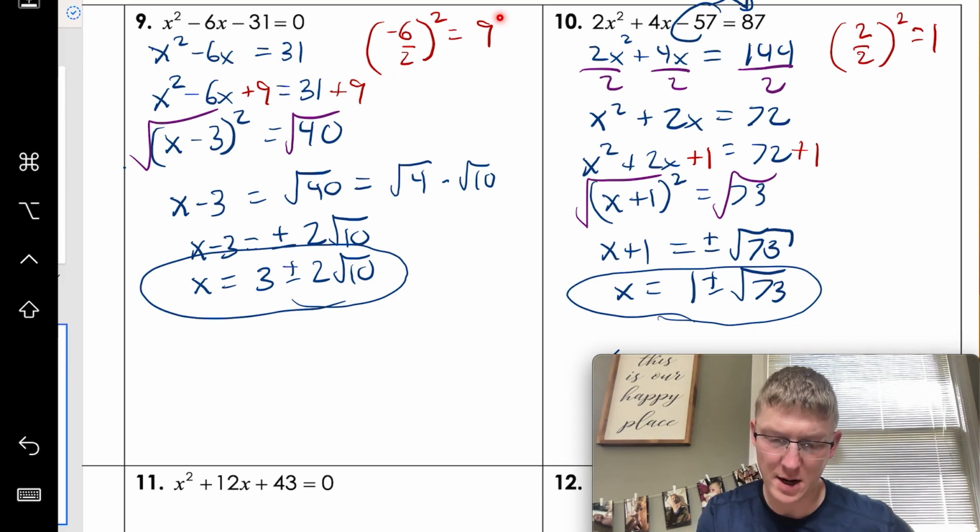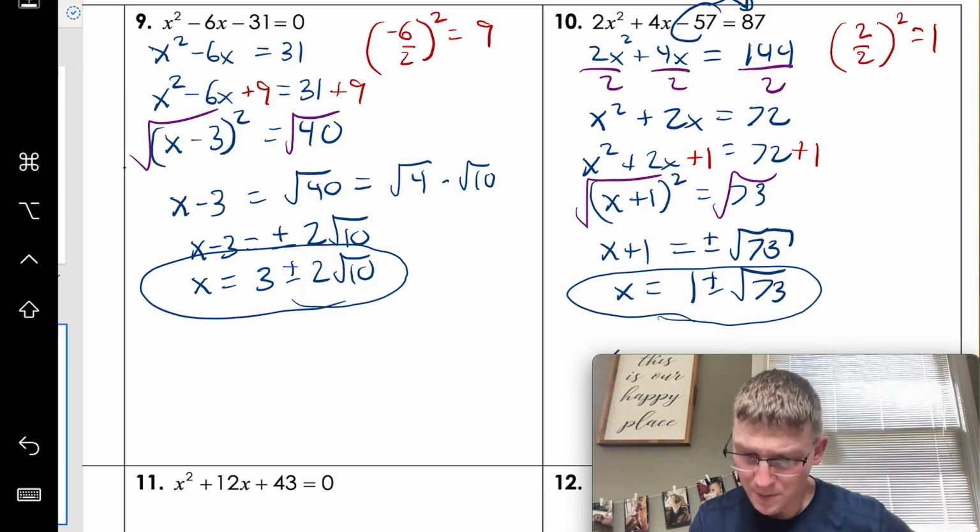So for number 9, I added, ironically enough, 9 to both sides. Got square root of 40. The only thing I could pull out is that 4. So there comes our 2. So I ended with 3 plus or minus 2 root 10.